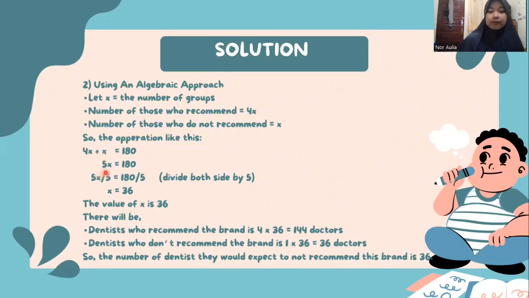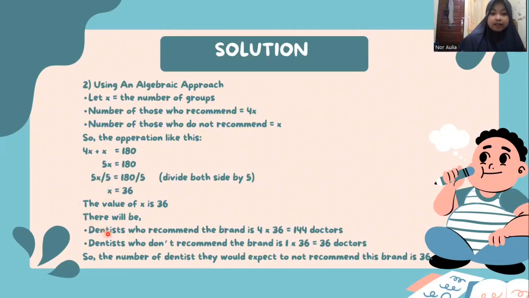4x plus x is 5x equals 180. We can divide both sides by 5. 5x divided by 5 equals 180 divided by 5. So the value of x equals 36.